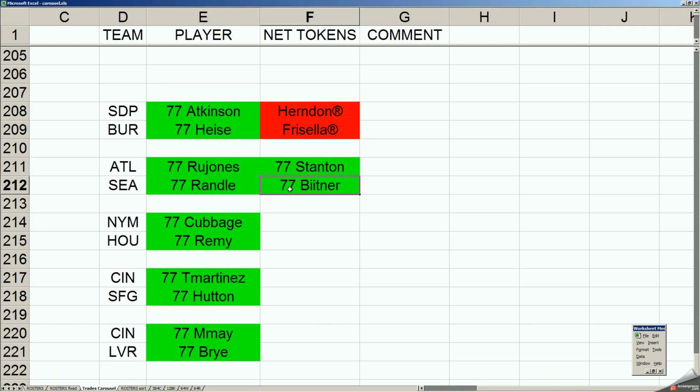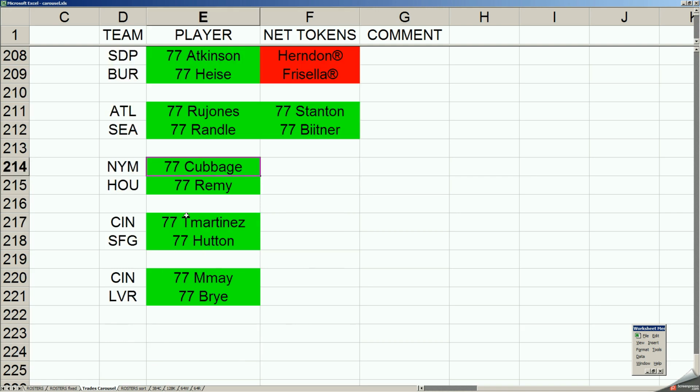So a .300 and a .290 hitter for a .280 hitter and a .300, and Stanton's 27 home runs. There's a lot of offense in this trade. All right, the Mets, knowing that they don't need a third baseman because they have Pete Rose and Ray Knight, ship their third baseman, Mike Cubbage, to the Astros for Jerry Remy, which is a nice defensive second baseman, has some speed. So the Mets are making some smart moves, getting defense, getting some speed.